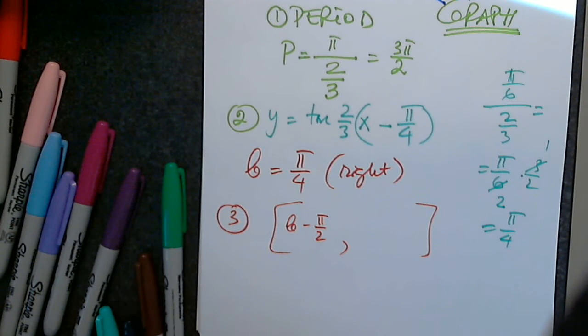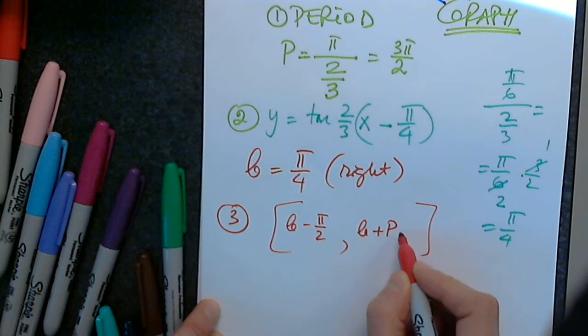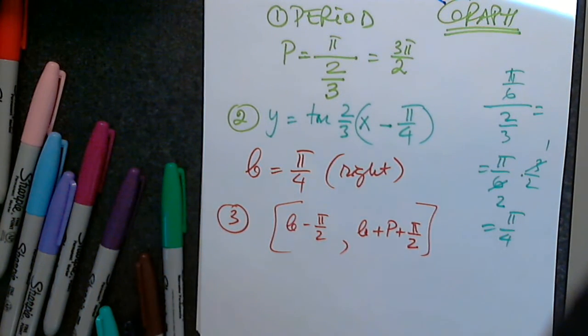Don't write it just yet. I don't want you to have to erase anything. I just want to check something. So b minus pi over 2 and b plus the period and plus pi over 2. I want to check something before I conclude.